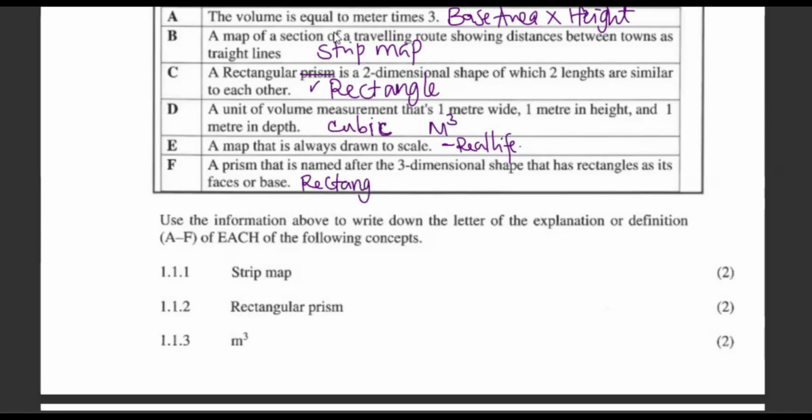It's a rectangular prism. So a strip map, we are saying it's a B. Triangular prism, it's F. And 3 meters cubed, it's D.